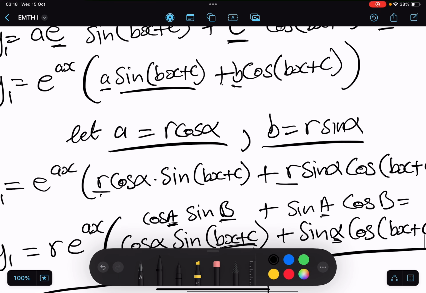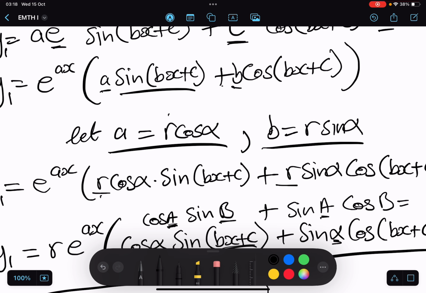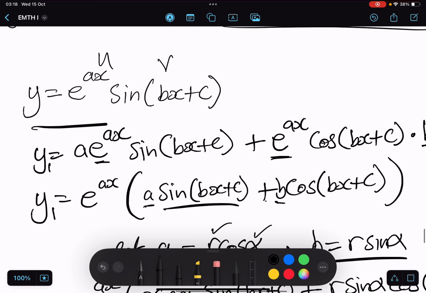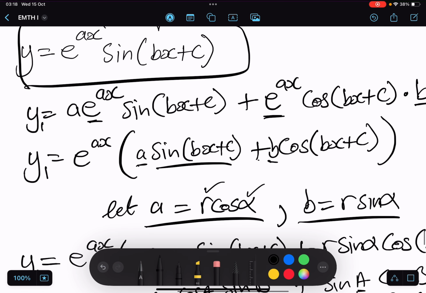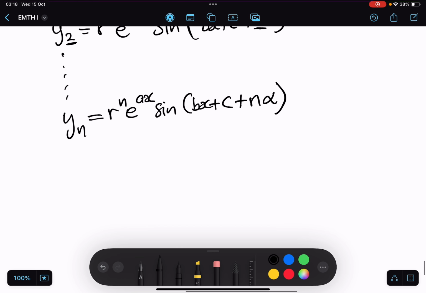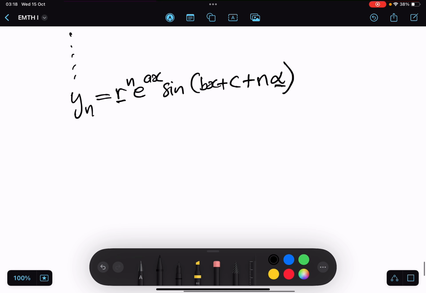But remember, alpha and r were not initially part of the equation, they were not constants that were part of the equation. So we need to represent r and alpha using a and b. How do you do that? So here we need to substitute. Instead of r and alpha, we need to substitute in terms of a and b, because those are the constants that we know, those are the constants that we're given from the beginning of the equation.